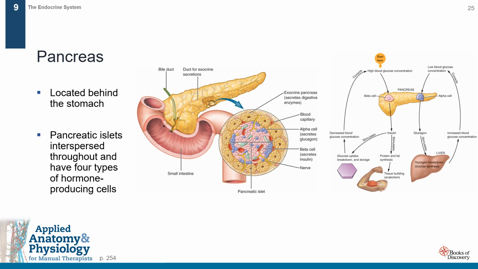Each islet contains 4 types of hormone-producing cells, 2 of which are of primary importance: the beta cells, which produce insulin, and alpha cells, which produce glucagon. Insulin and glucagon work as antagonists in the regulation of blood glucose levels, with insulin decreasing blood glucose levels and glucagon increasing them.